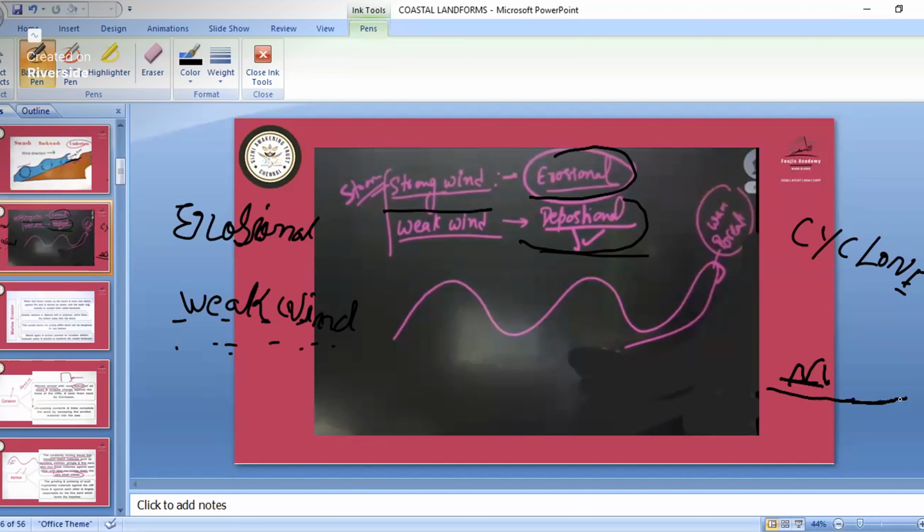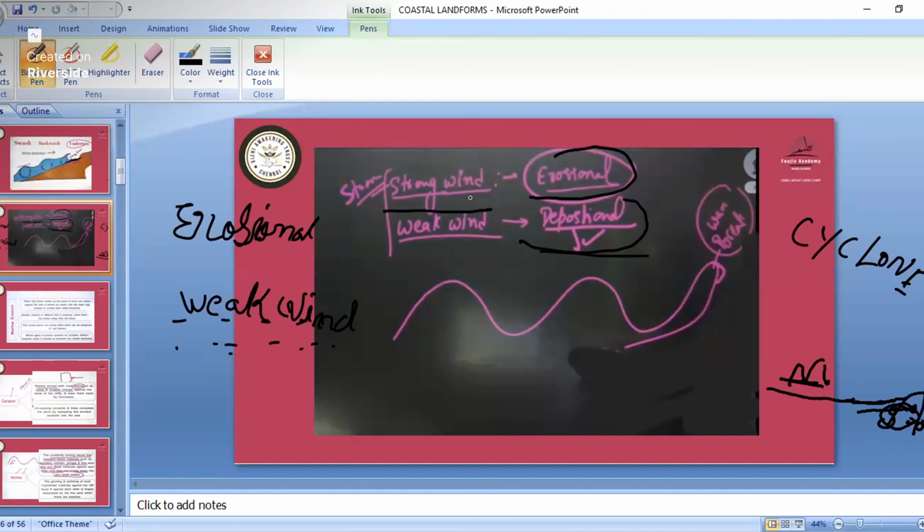Then when the swash itself is of less energy, what about the backwash? In the backwash we won't have that much energy, so all those sediments get deposited on this side and form a land. So they get deposited. That type of landform is known as a depositional landform.